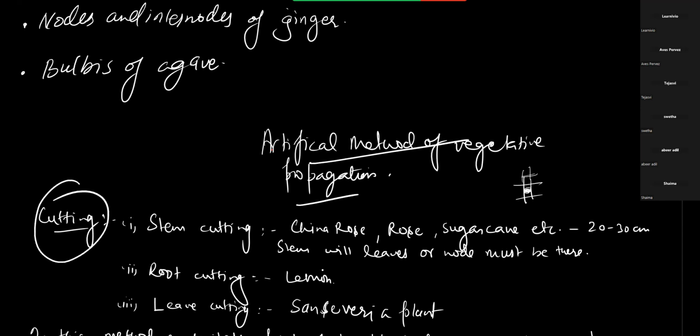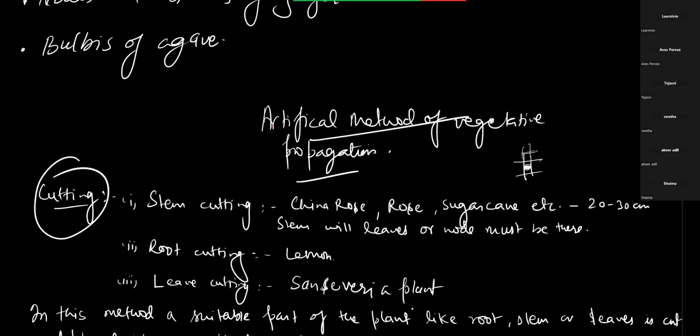So we have stem cuttings, root cuttings, and leaf cuttings. They are different parts. Stem cutting is very common in China rose and sugarcane. You cut it and bury the stem into the soil, then you will get new plants. Similarly, root cutting: if you cut the root of lemon, you can get new plants. And leaf cutting: if you cut the leaves of sansevieria plants, they can give rise to new plants. Understood, everybody? Yes, sir.